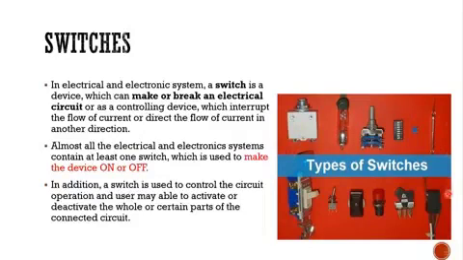You can see here, these are the types of switches available. The definition is a device that can make or break an electric circuit, that can either connect or disconnect an electric circuit, or a controlling device which interrupts the flow of current. So it will interrupt the flow of current by disconnecting the circuit.